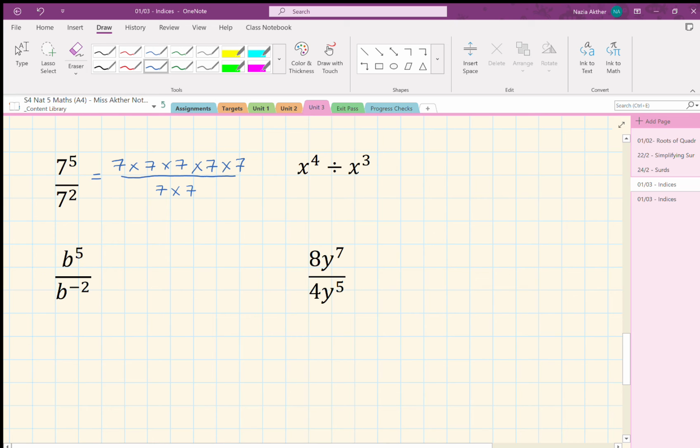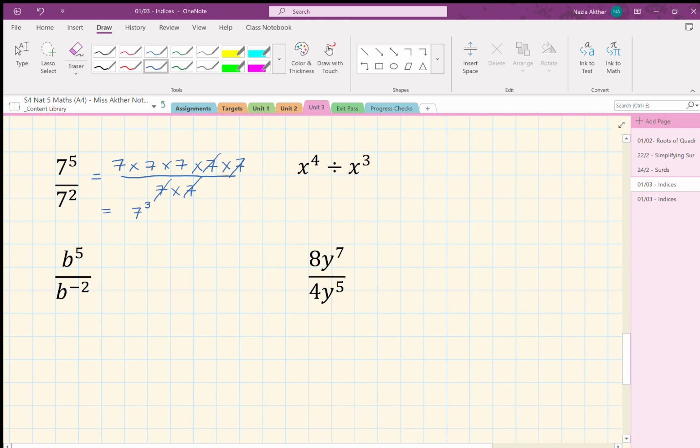So then each of the 7s at the top will cancel out 1 at the bottom, because 7 divided by 7 is 1. We've got 2 at the bottom, so we just cancel 2 at the top. Then we're left with 3 sevens at the top of the fraction in our numerator. So that is equal to 7 cubed. Now we could have skipped this step, because we know that when we're dividing expressions, we just take away the powers. So we did 5 take away 2 to get the 3.